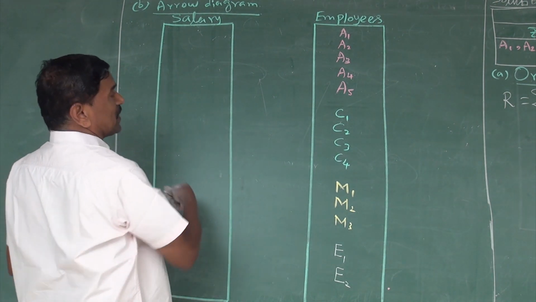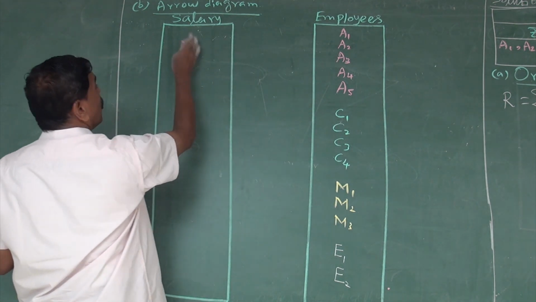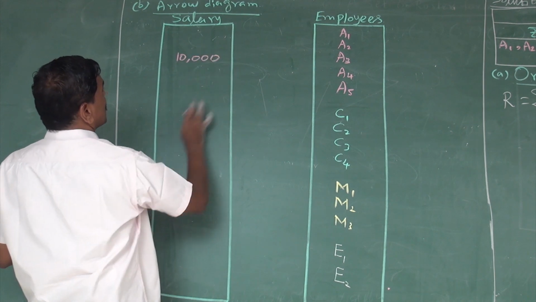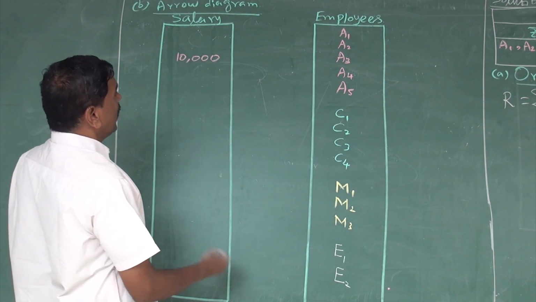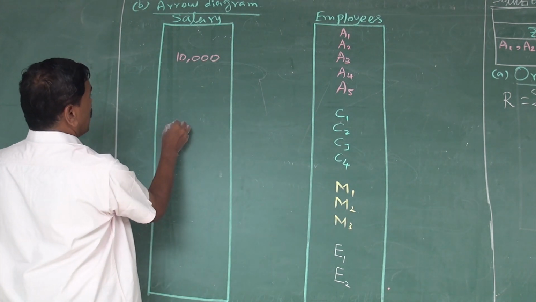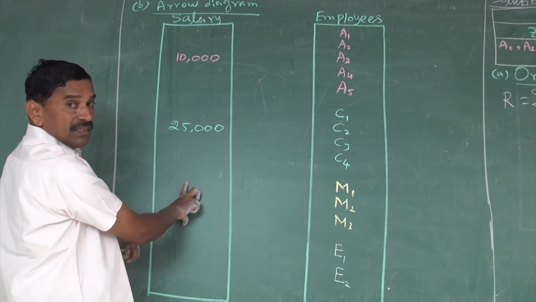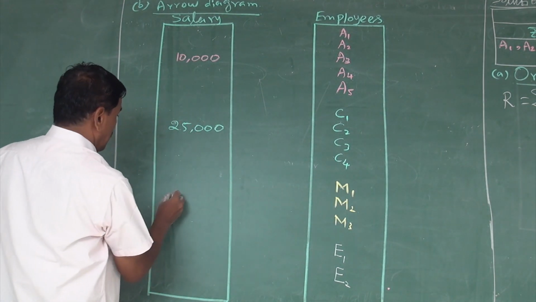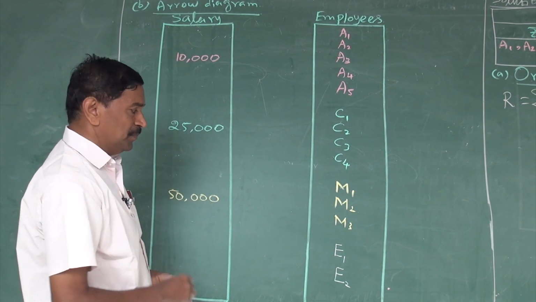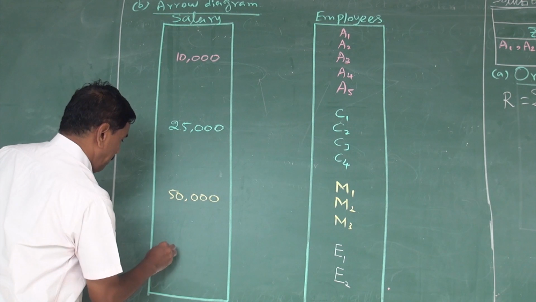And their respective salaries are in the first set. What is the salary? Their respective salaries: assistants get rupees 10,000. So here I want to write 10,000. Next, clerks get how much salary? 25,000. Yes, here I want to write 25,000. Next, managers get rupees 50,000. Listen, next to managers, let us write rupees 50,000. Then next to executive officers, how much salary? Yes, which is 1 lakh.